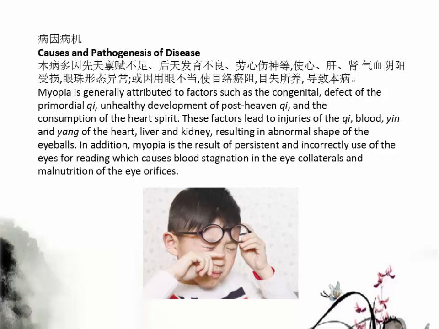Anyways, poor eyesight. Causes and pathogenesis according to TCM. Congenital defect of the primordial chi. What is the pathogenesis here? Kidney deficiency, right? Congenital chi related to kidney weakness. Kidney nourishes the liver. We have early onset childhood myopia, right? We always think congenital. The onset is very early in life, right?